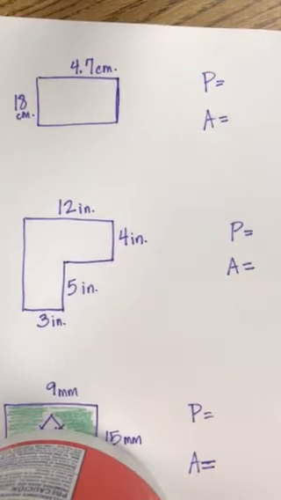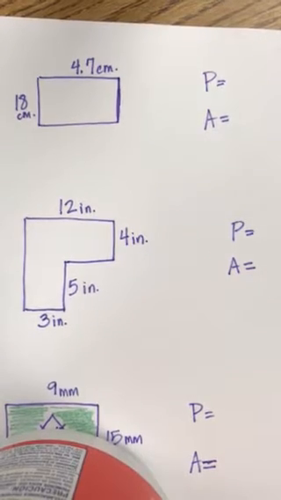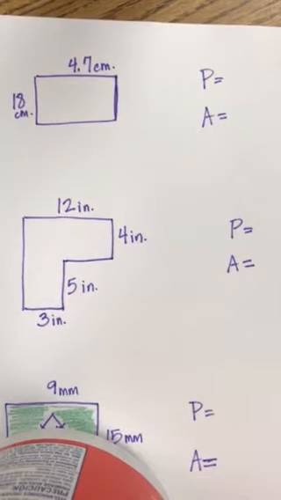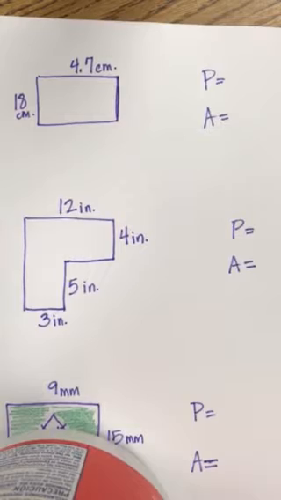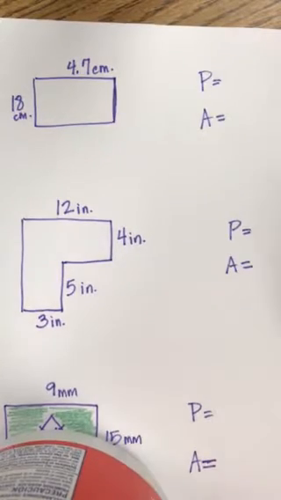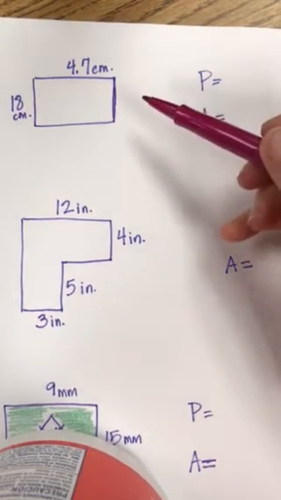Hey guys, this is a really quick review of some things that we've been talking about in class this week and some things that you will see tomorrow on your graded paper. I'm going to go through them kind of quick, so you might need to pause the video if you need me to go slower. So on the first problem, we have just a regular rectangle.